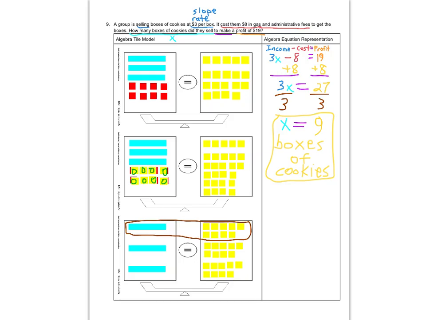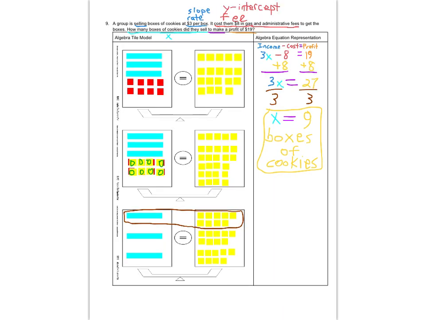Oh, the other thing I forgot. So slope is your dollars per box. This cost of $8 in gas, that's your fee. In mathematics, we call this the y-intercept. The y-intercept is your starting amount.